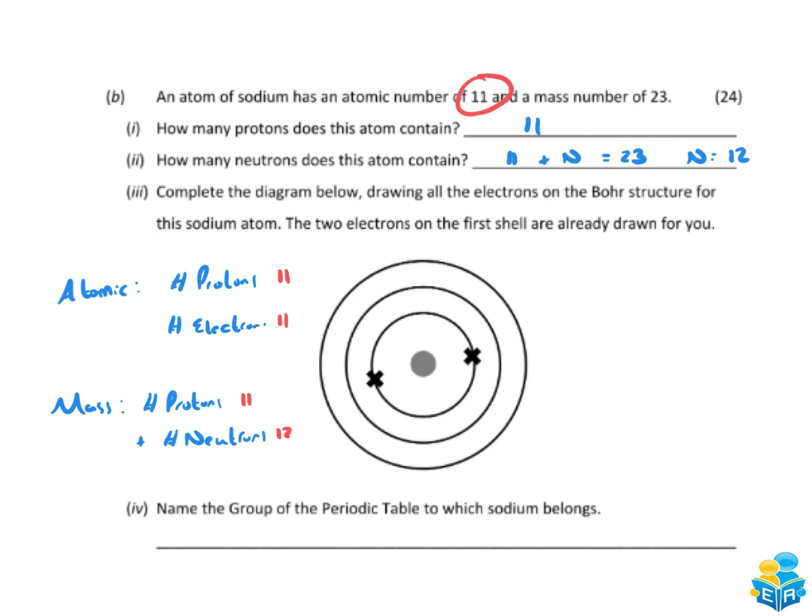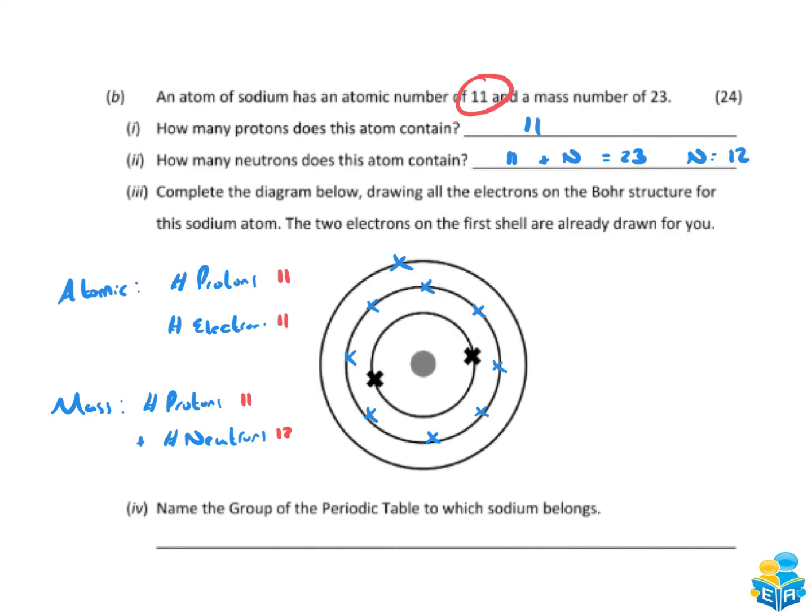You can draw X's or you can draw the dots with the e minuses, it's up to you. But we need to fill that second shell. We're allowed to have 8. So that's the 8, bringing me to a total of 10, because 8 plus 2 is 10, but we need 1 more to get us to 11. So that there is the atomic structure of sodium.